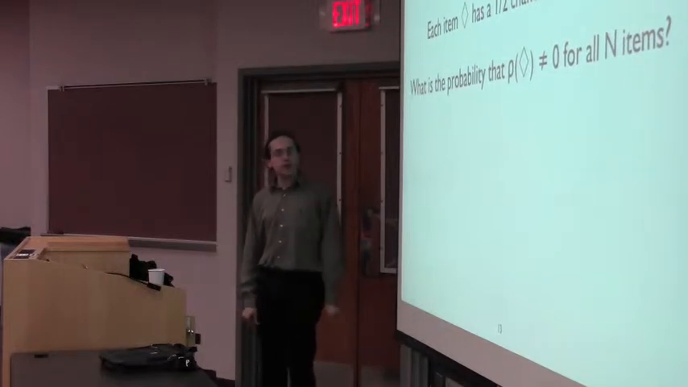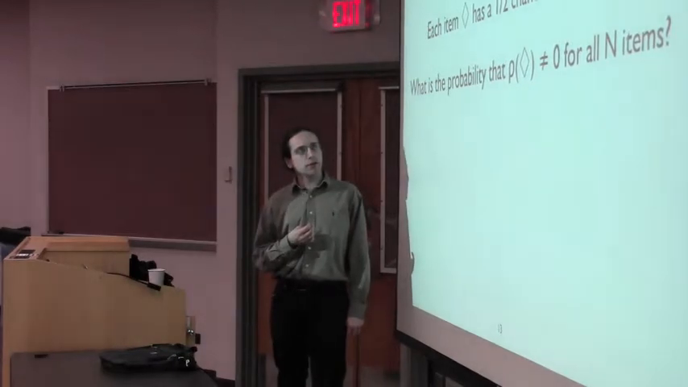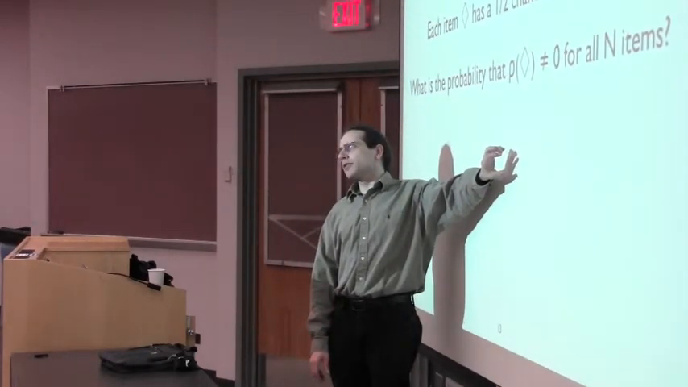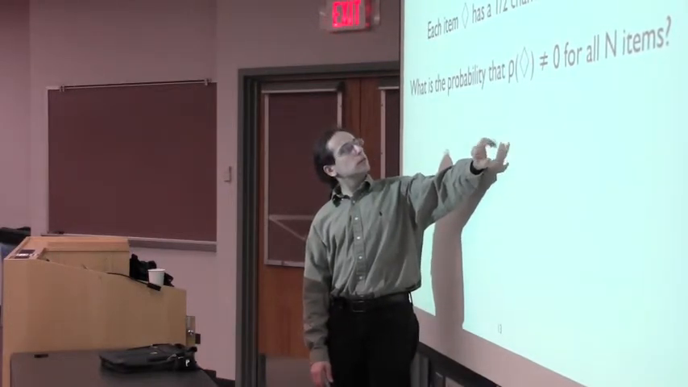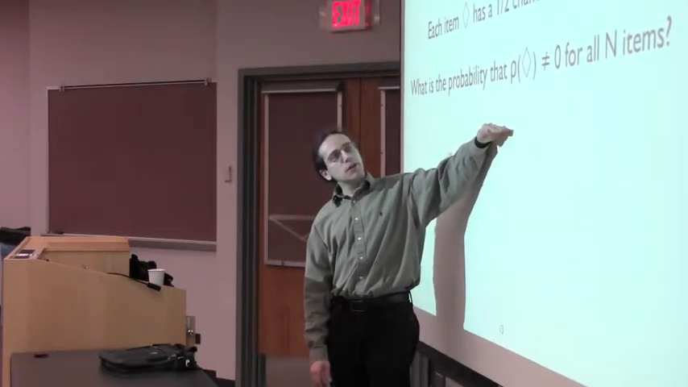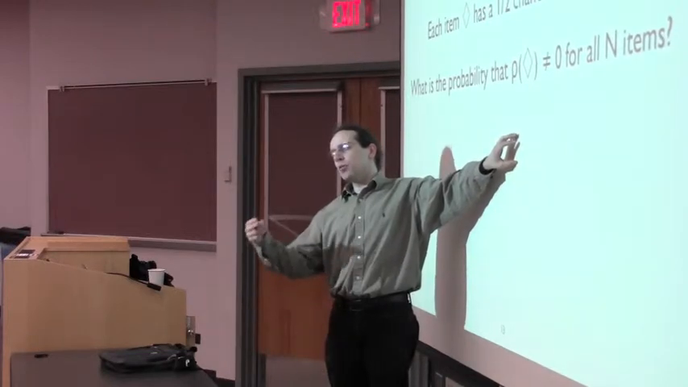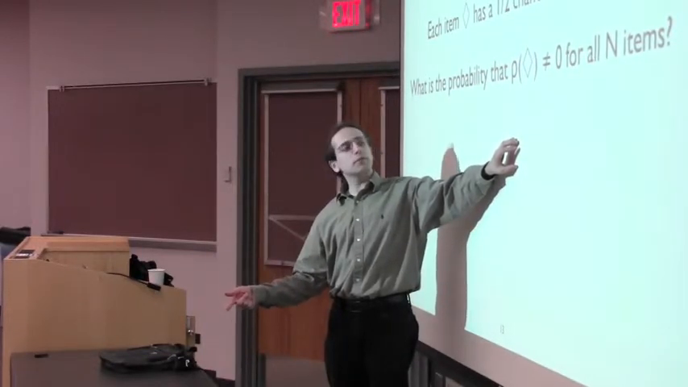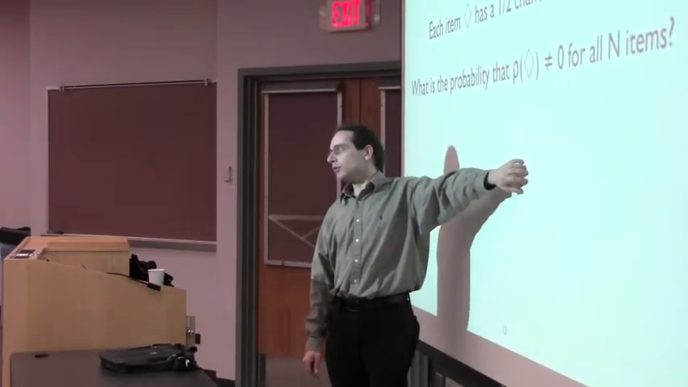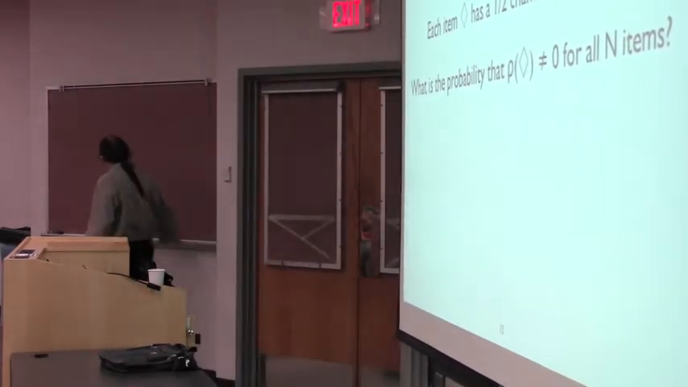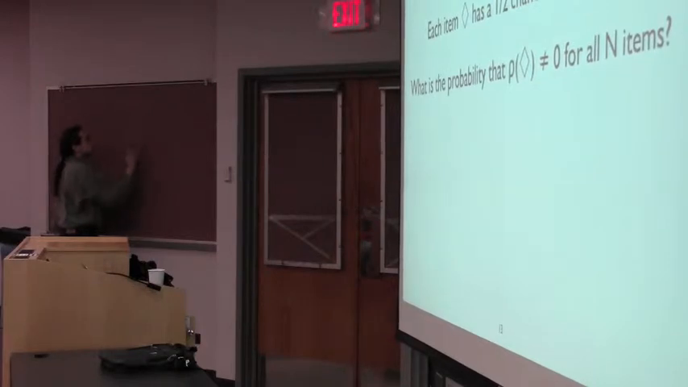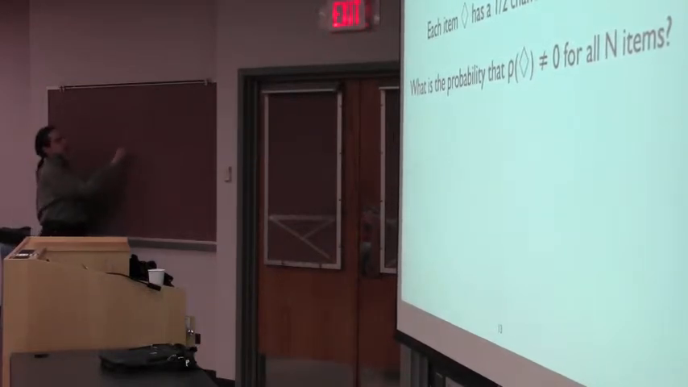So it's basically the same thing. For n items, there will be a 1 over 2 to the n chance. The probability that the first bit will be a 0 is 1 over 2 to the n, because all of them have to be 0 for that bit to be a 0. The only way that the first bit can be zero is if all of them are zero, because we're doing bitwise ORs, right?